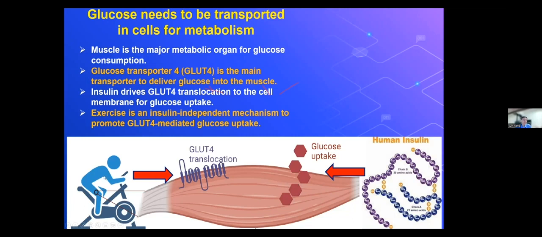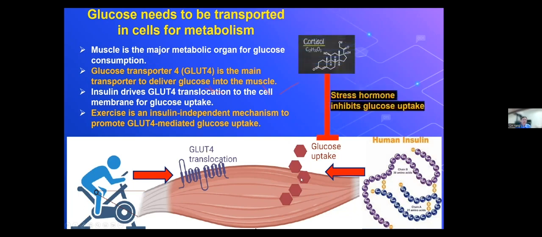The second major one is exercise. Exercise is an insulin-independent mechanism. It does not require insulin. Muscle contraction can push GLUT4 to the cell membrane and take in glucose. And again, here, stress hormone is a bad thing because stress hormone would inhibit GLUT4 translocation, so the muscle cannot get sugar and your sugars would be higher.